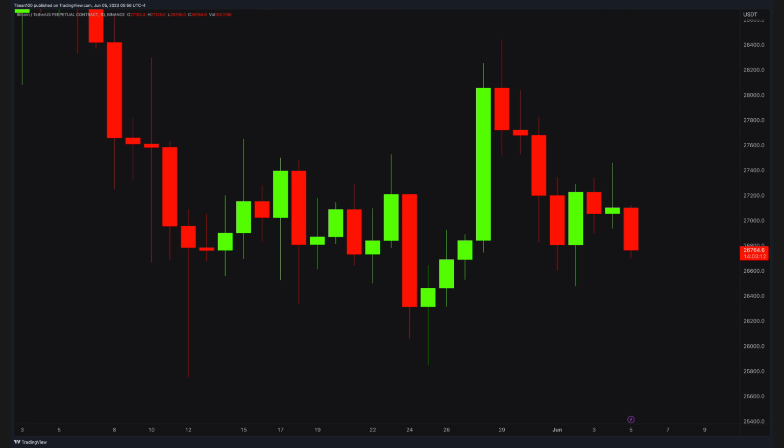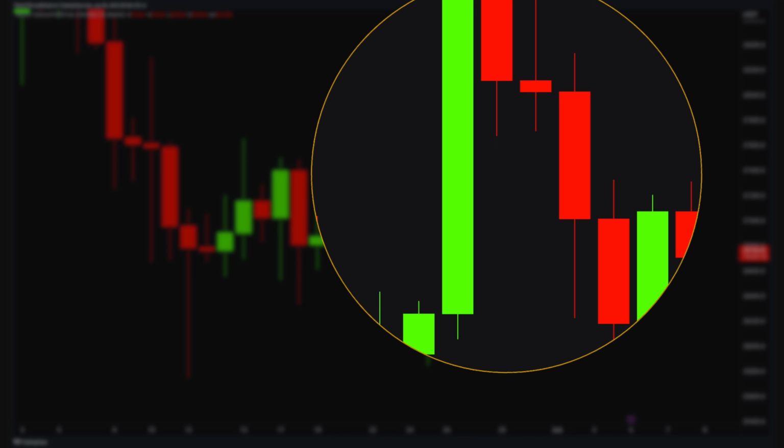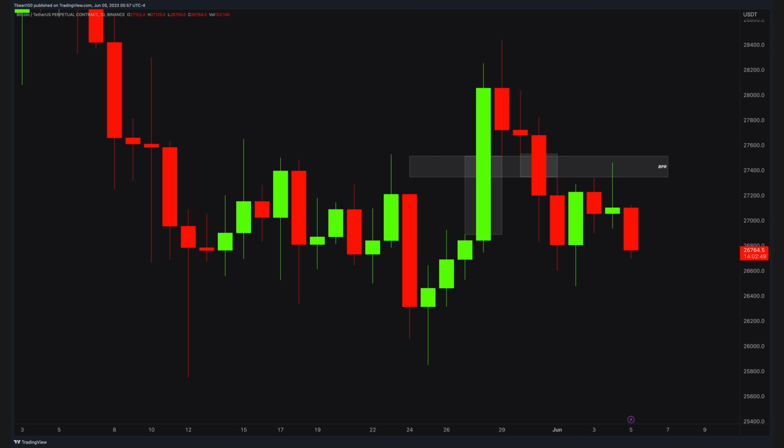How to identify the balanced price range? Let's have a couple of examples. Look at this chart. Where are the imbalances? You can spot these two imbalances easily. Nothing complicated about them, right? Then where is the BPR? Yes, the intersection zone of those two imbalances. As I said, very simple.